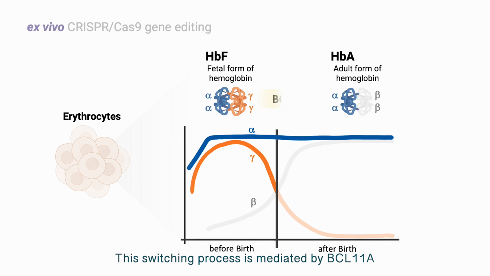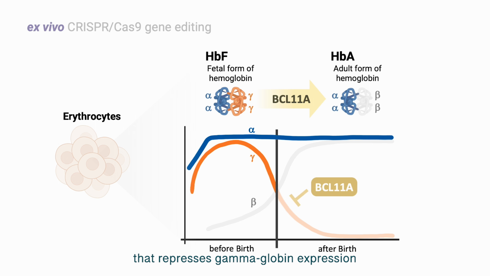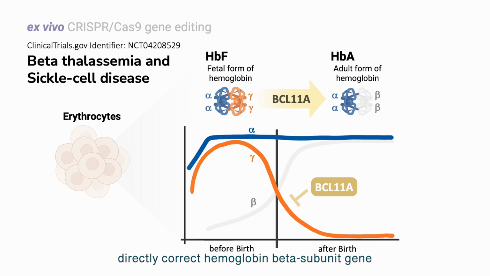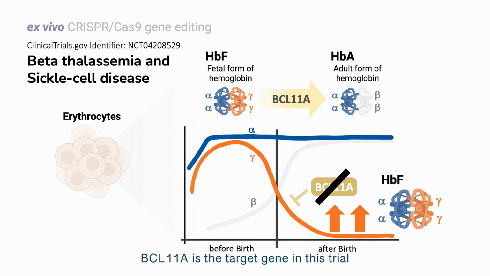The switching process is mediated by BCL11A. BCL11A is a transcription factor that represses gamma globin expression and decreases fetal hemoglobin synthesis after birth. In this clinical trial, the strategy to treat the disease was not to directly correct the hemoglobin beta subunit gene, but to disrupt BCL11A expression and increase fetal hemoglobin. BCL11A is the target gene in this trial.